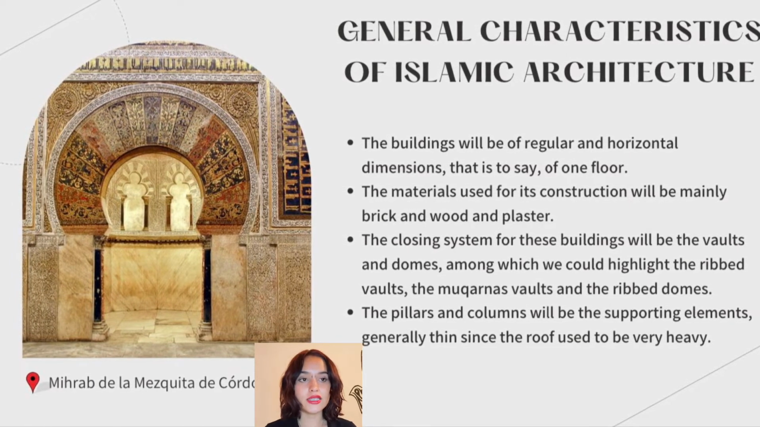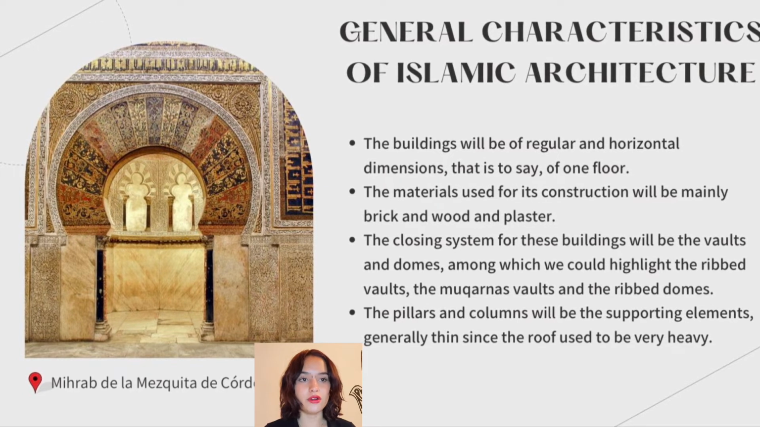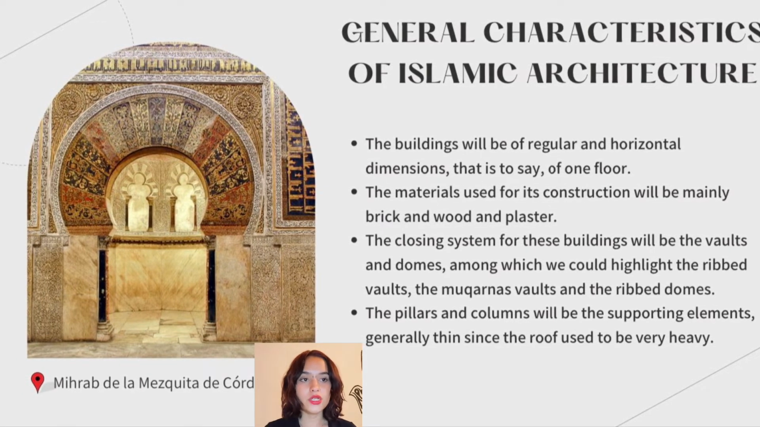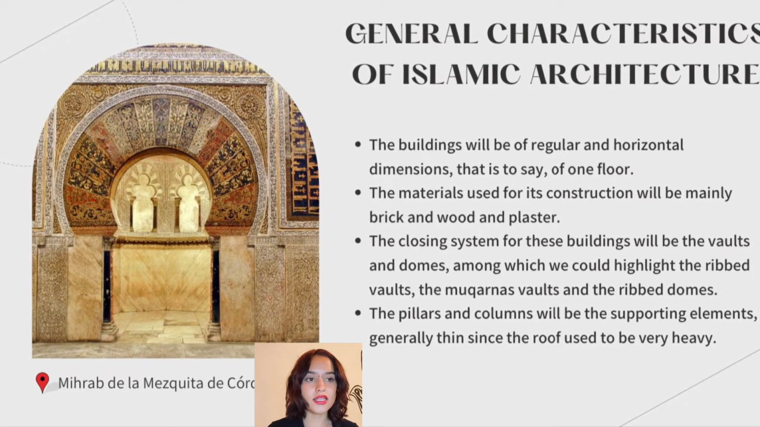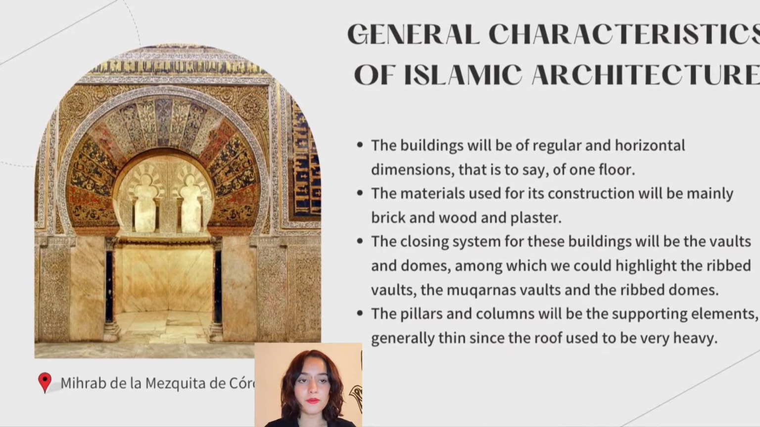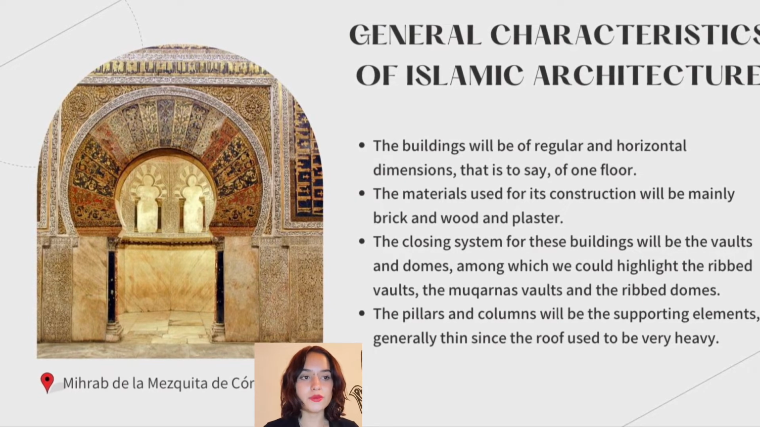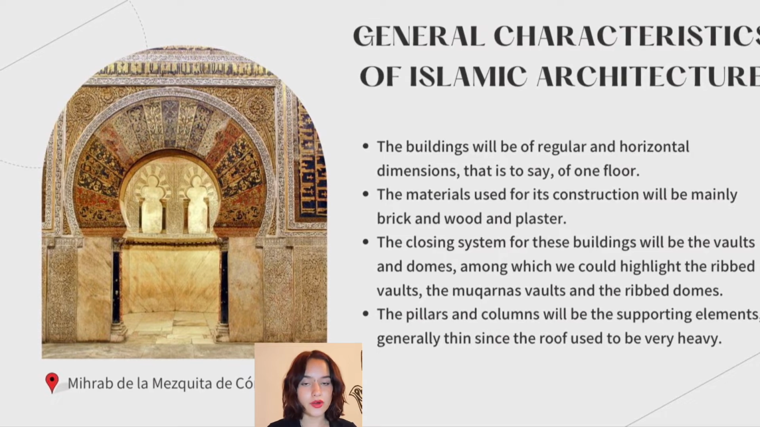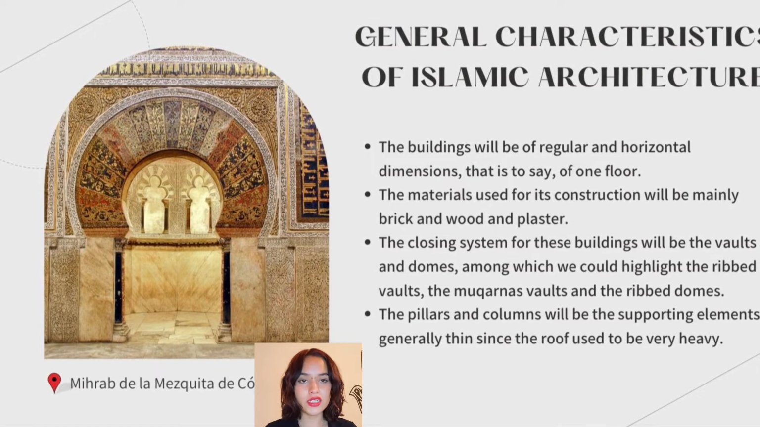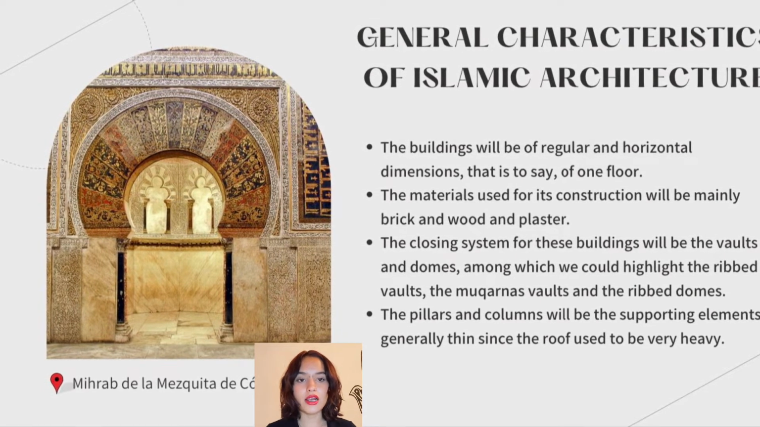The closing system for these buildings will be vaults and domes, among which we can highlight the ribbed vaults, the muqarnas vaults, and the ribbed domes. The pillars and columns will be the supporting elements, generally thin since the roof used to be very heavy. And here is a picture of the mihrab of the Mosque of Córdoba.